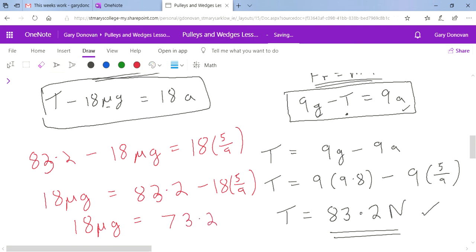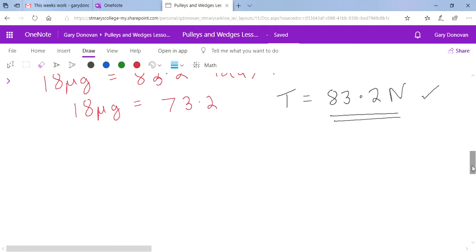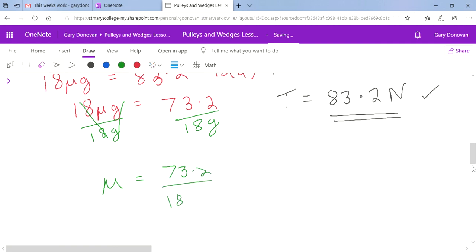And we're looking for mu, so to get mu, we're going to divide both sides by 18g. And we get mu equals 73.2 over 18 times 9.8. Put that into your calculator and you get 0.41. And because it's mu, there's no unit. There's no unit for the coefficient of friction. I used gravity as 9.8, so if you use gravity as 10, you'd probably get a neater fraction, but if you want to write that as a fraction, well, it's 41 over 100, isn't it?